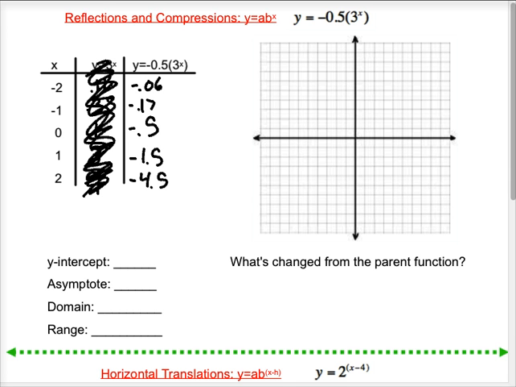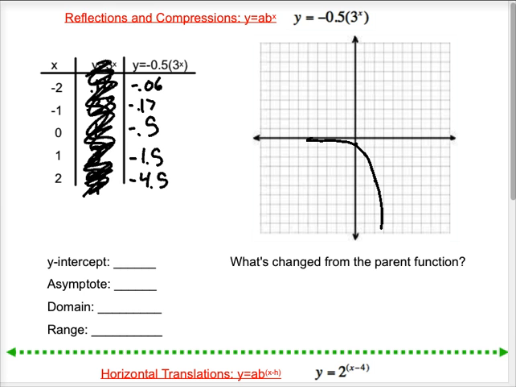Now some of those values would be just ridiculous to try to plot. So like the negative 1, or especially the negative 2, those are getting really difficult to plot. So I'm going to start at 0, negative 0.5, 1, negative 1.5, 2, negative 4.5. Okay, that negative 1 will be somewhere close. So notice what's happening here.